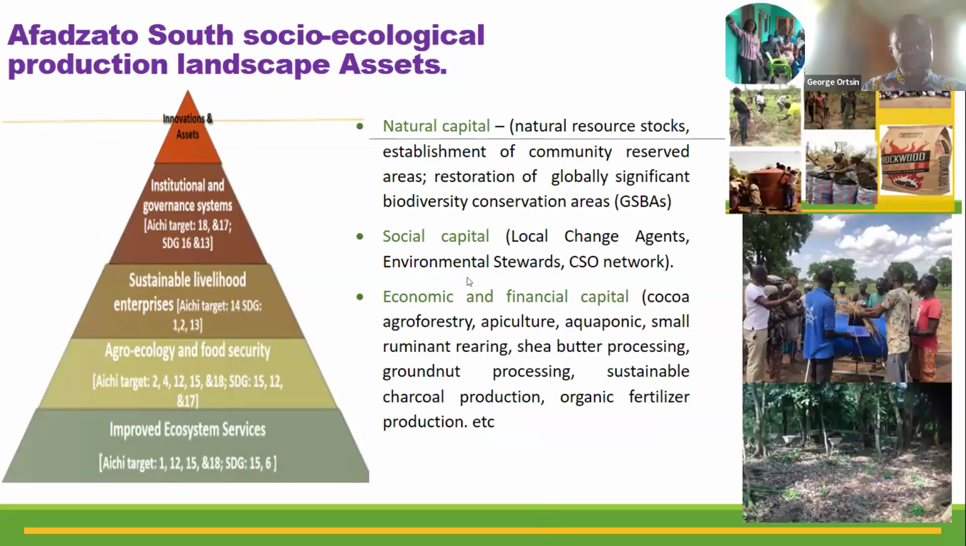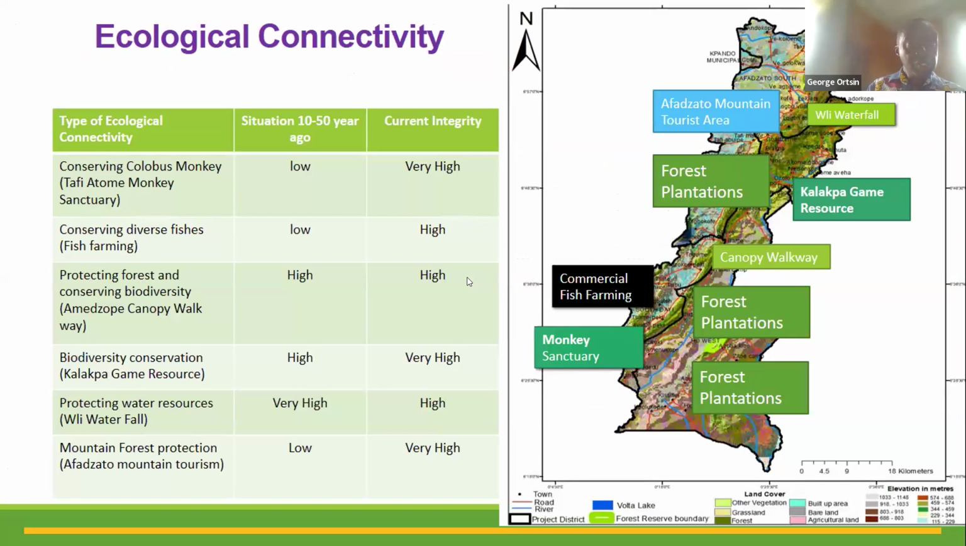Then we look at the assets that are available within the landscape. That is the natural capital, the social capital, and the economic and financial capital that were available within the landscape. Now, all these give us the ability to do the scoring. So we first of all look at the ecological connectivity. How are they connected? Conservation. We observed that the colobus were being conserved. 50 years ago, it was quite low because they had not placed value on tourism. But now it is very high because the area has become a tourist attraction and a lot of people go there.